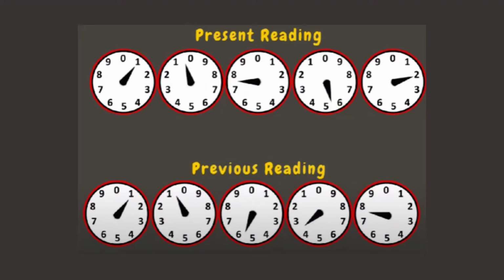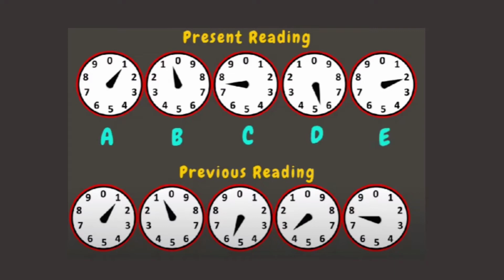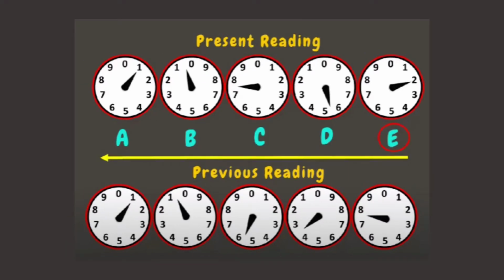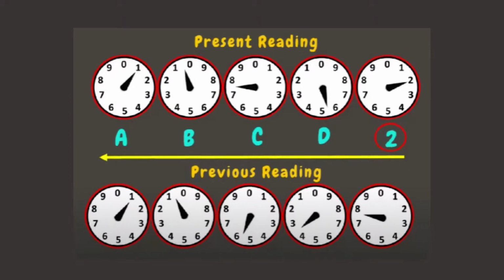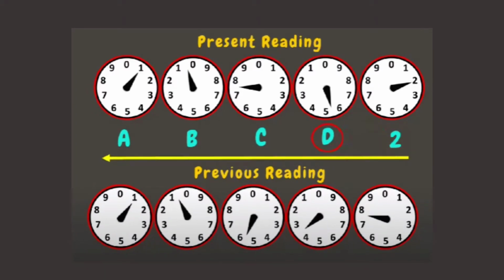First thing we need to do is to read the present and previous readings of the electricity meter. Again, we have to read from right to left, or from dial E to dial A. First, let's read dial E. In dial E, the pointer points exactly at 2. Since it doesn't have a dial to its right, that will be our dial E. Next, dial D. The pointer points between 5 and 6, so we'll get the smaller number, which is 5.